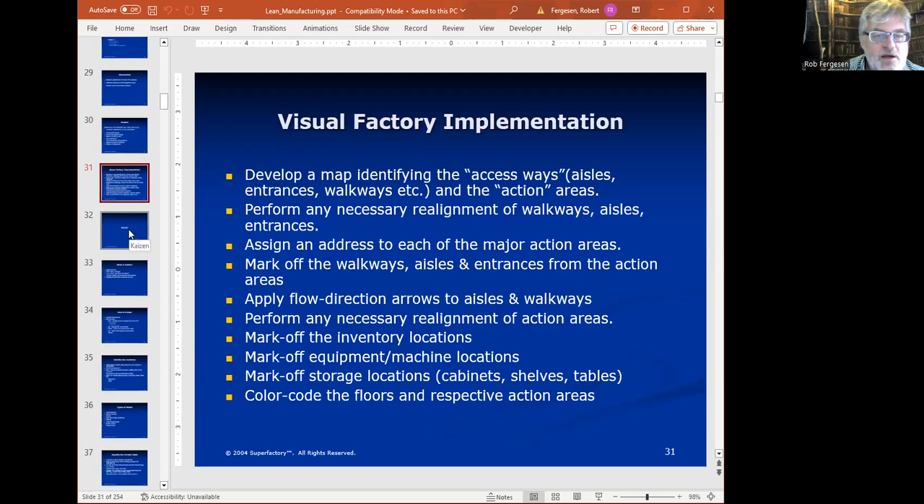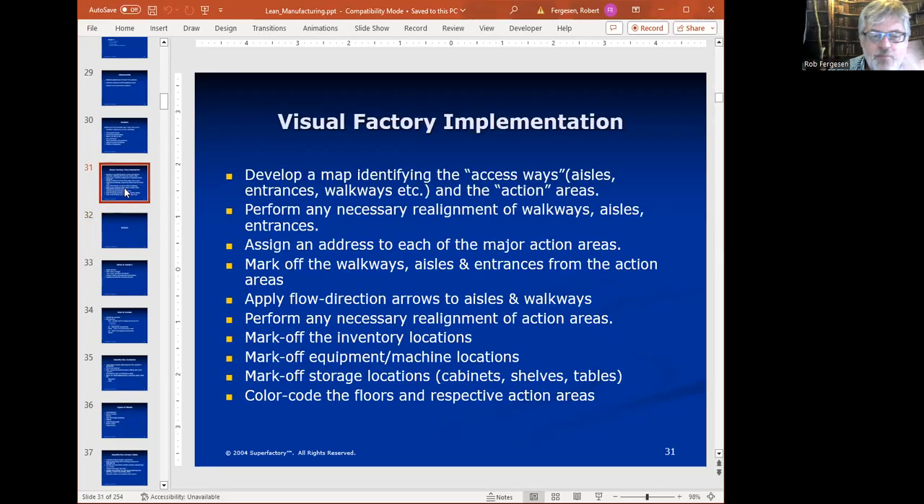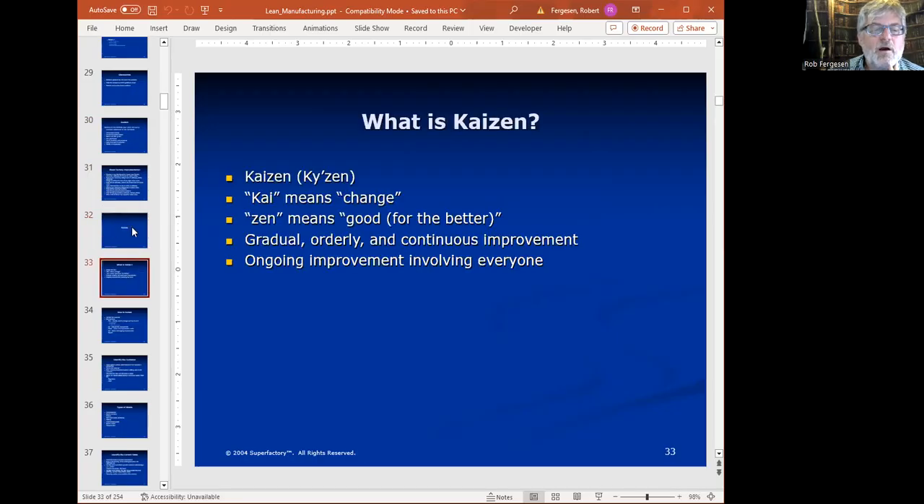So the last area is this whole visual factory thing. Make it pretty, mark everything off. Like I said, less so that 5S, I think, for our particular project. We are going to talk about Kaizen. Kaizen is the number one tool for a fast change. Kaizen: Kai is change, Zen is good.